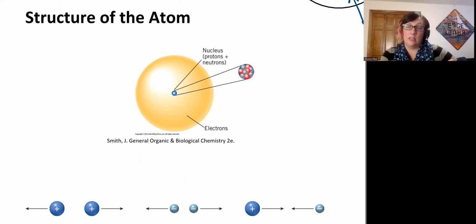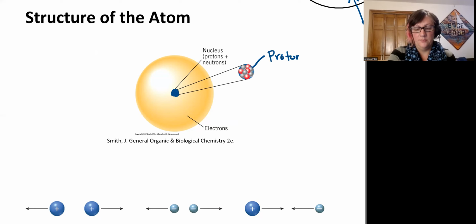I've got a picture of one right here. It's a simplified version, like all pictures of atoms. Structurally, in the very center is the nucleus. It's blown up here as an offset. And inside the nucleus, we have protons and we have neutrons.